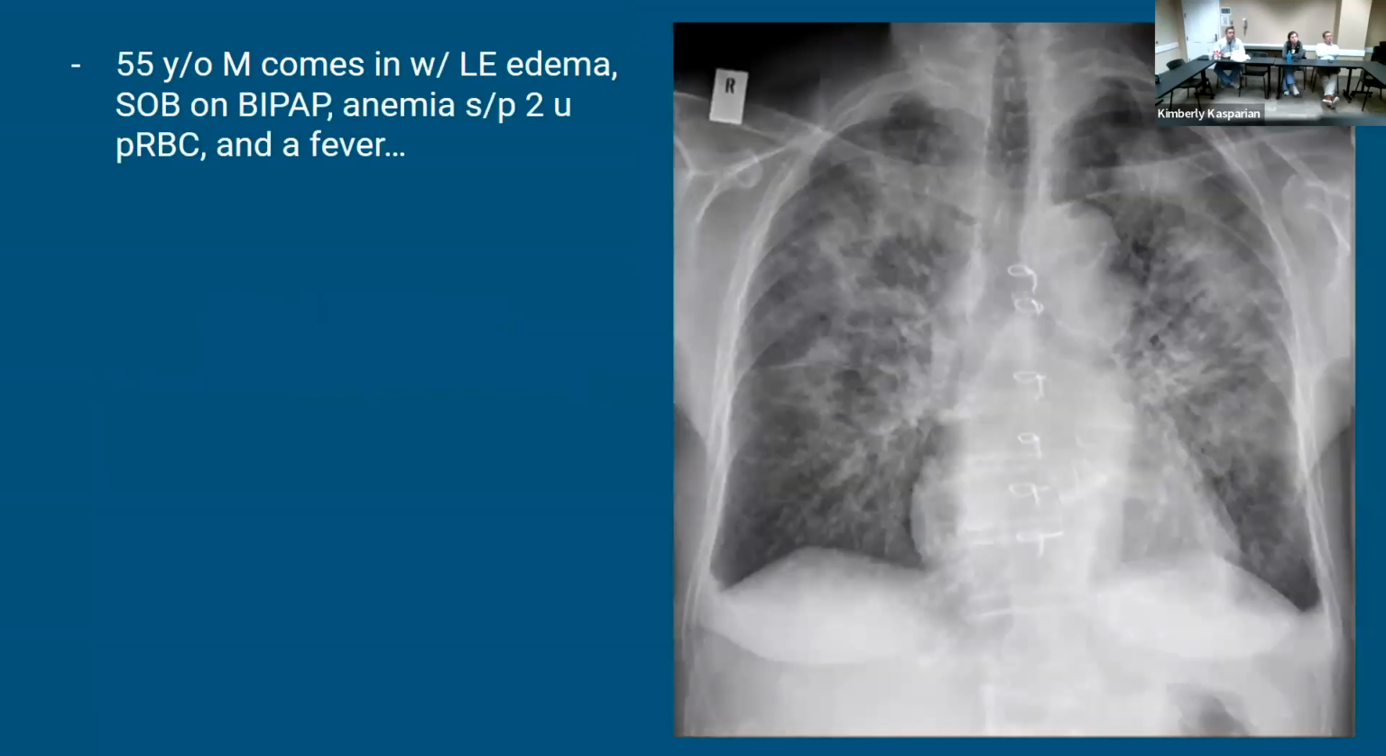Okay, 55-year-old guy, lower extremity edema. He's short of breath, so he's on BiPAP. He's anemic, so he got 2 units of blood right before this. And he has a fever and he's septic and says he's coughing. So this one's a little more convoluted.